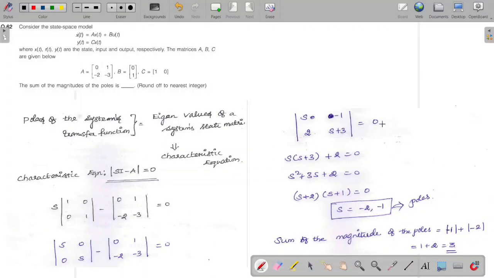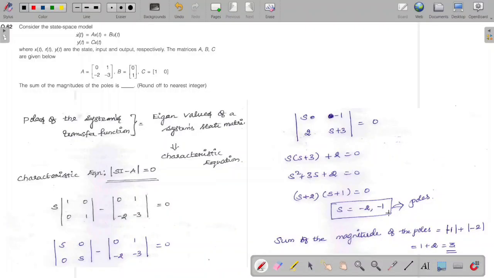This is how the characteristic equation is formed. Then we have to find the determinant. How will you find the determinant? s into (s plus 3) plus 2 into minus 1, so minus of minus is plus, so we get plus 2 equal to 0. Then multiplying, we get s squared plus 3s plus 2 equal to 0. This is a quadratic equation. Factorizing it, we get (s plus 2)(s plus 1) equal to 0, so the roots are s equal to minus 2 and minus 1.